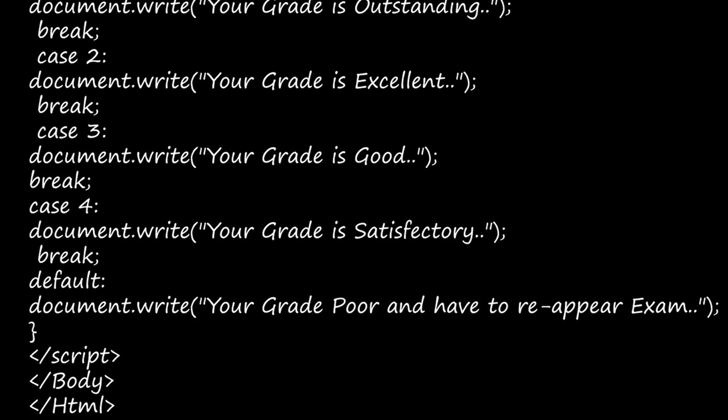See, if we are not entering 1, 2, 3 or 4, if none of these is the answer, we'll have to give a default one, right? If the value of grade is not 1, 2, 3 or 4, whatever the value of grade becomes, we'll get this output: default colon, document.write, your grade is poor, and you have to reappear for the exam.